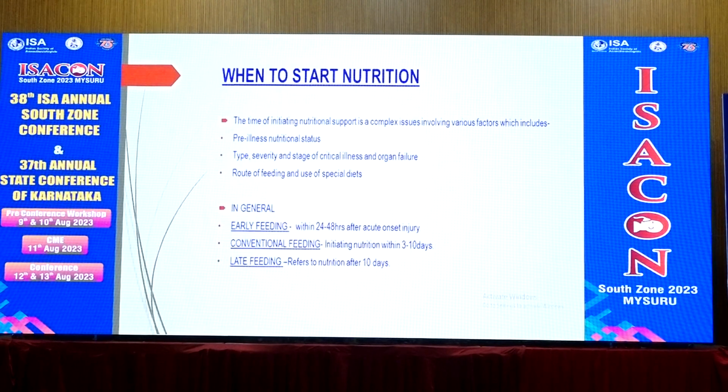Now, when to start the nutrition? The timing of initiating nutrition support is a complex issue involving various factors, which include pre-illness nutritional status, type and severity of the stage of critical illness, organ failures, route of feeding, and use of special diets. In general, early feeding is the priority, within 24 to 48 hours after the injury, the acute onset of the injury. We have to start the nutrition. Conventional feeding is initiated after 3 days, and late feeding refers to nutrition after 10 days.